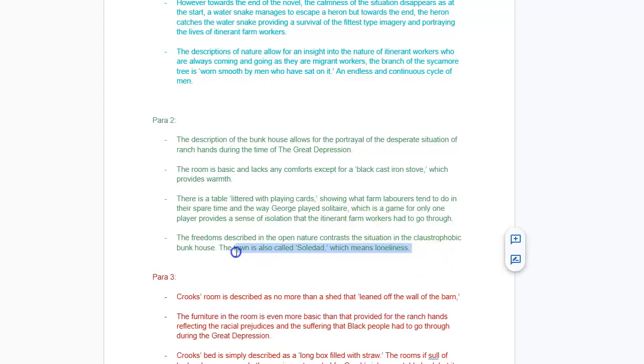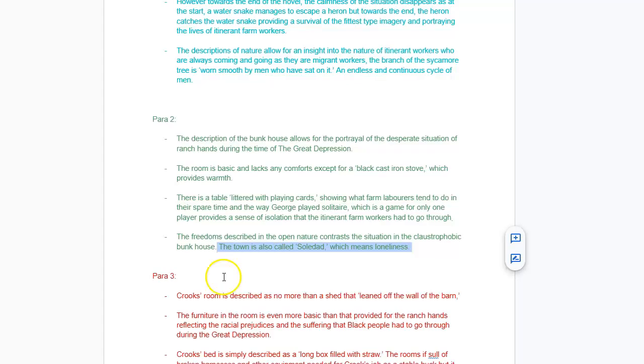And for example, the town itself is called Soledad. This is a key thing, and that means loneliness. Not even a foreshadowing, but a real aspect, it provides the nature of the itinerant farm worker and the impact of the Great Depression. There is no room for friendship in this novel, hence George and Lenny's friendship is against the stereotype, but even that fails at the end, simply showing there's no room for friendship.